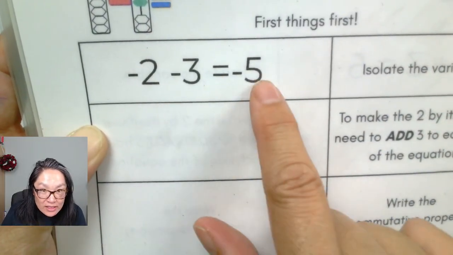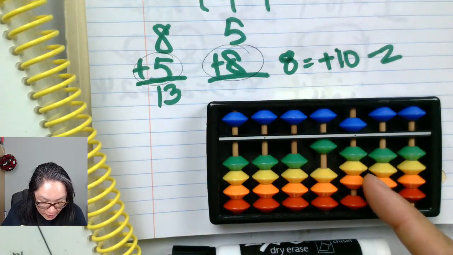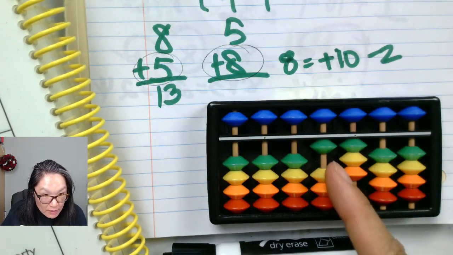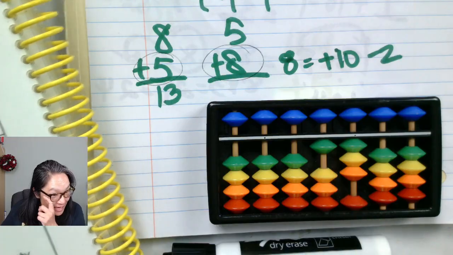So what we're going to do is minus the 5, right? We're going to bring up the 5, bring up the 3, and minus the 5. And my final answer is 13. Yes, exactly.